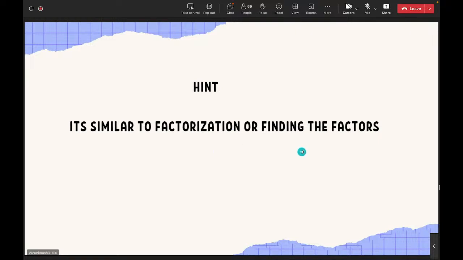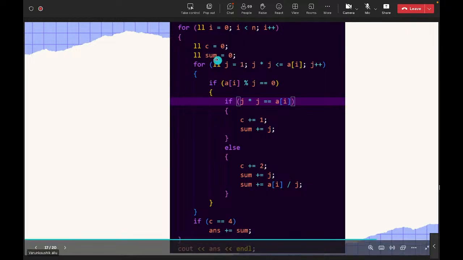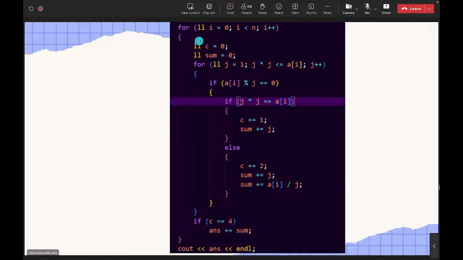Now we'll see the implementation, what I was asking, what the code actually says. This is the code for it. Let's say we'll take temporary long long variables: long long c equal to 0, long long sum equal to 0. Let's say you have to do it for every element, that's why I took A of i. One loop will run from i equal to 0 to i less than n, where n will be the size of the array. Then you will be finding factors of A of i.